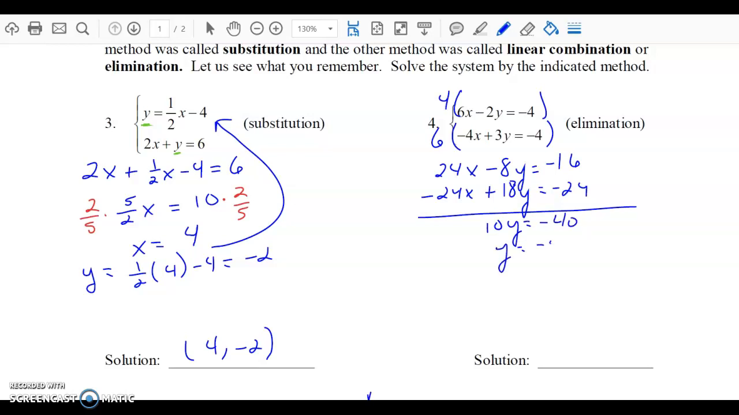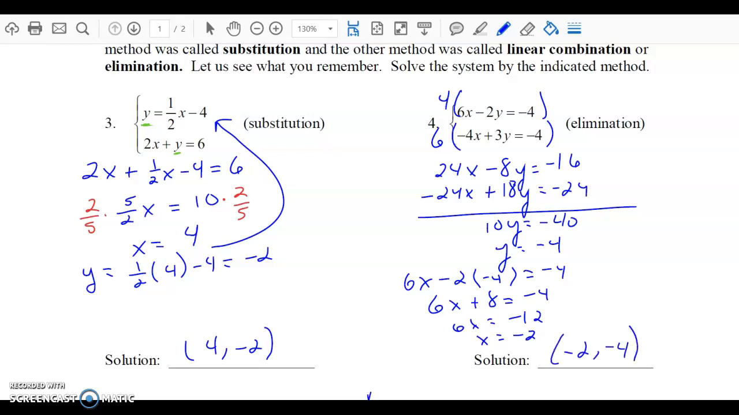So now I add the columns, and we get 10y equals negative 40. So y is negative 4. Then to find x, I want to substitute. I'm going to use the top equation, 6x minus 2 times y, which is negative 4, equals negative 4. So I get 6x plus 8 equals negative 4. Subtract the 8, I get 6x equals negative 12. So x equals negative 2. So my solution is negative 2, negative 4.